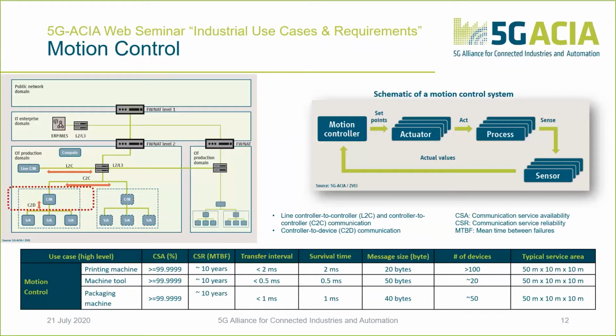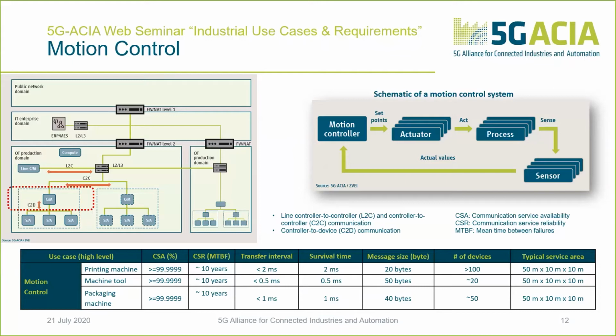In the current deployment in a factory, the motion control system typically uses wired industrial Ethernet technologies, for example, Profinet and EtherCAT, which can support a really short cycle time, for example, in the order of a millisecond or even microsecond. That's the reason we say this is one of the most challenging use cases for 5G. In general, motion control has the highest requirement in terms of latency and communication service availability, as shown in this table. And the mean time between failure is normally around 10 years.